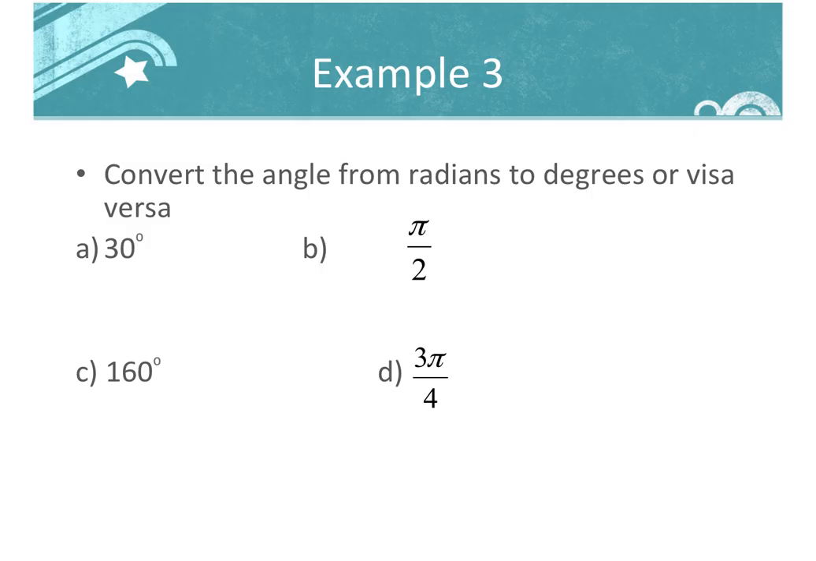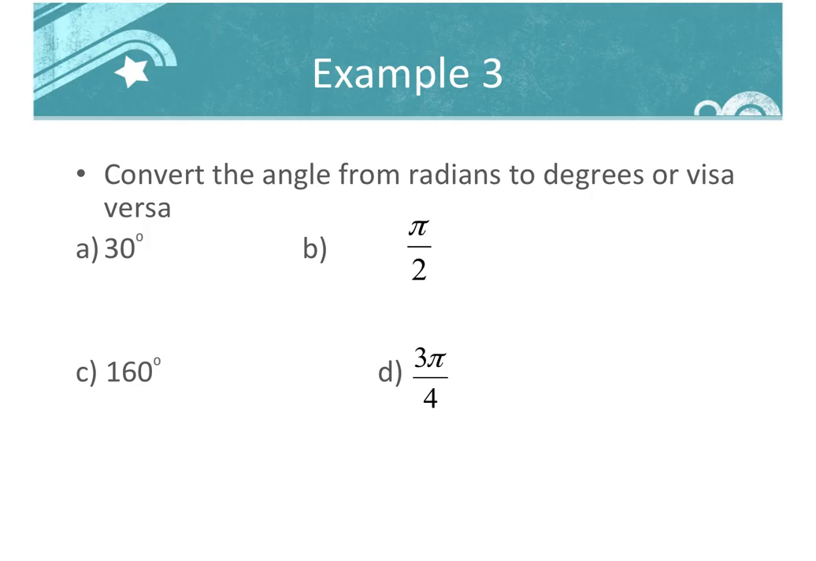All right, so example 3 says convert the angle from radians to degrees or vice versa. So how do I know if it's in degrees? It has to have a degree symbol, okay? If not, it's radians. So convert from degrees to radians or radians to degrees.